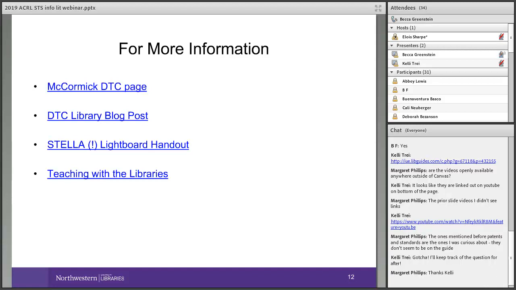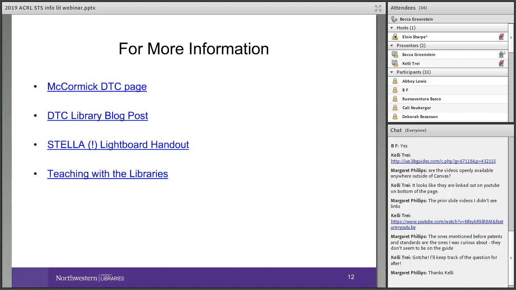The third link is if you'd like more information about the Lightboard. This was the tool that I used to make the patents and standards videos. I did a presentation about the Lightboard at STELLA, which is an excellent conference, which you all should go to. That was just a lightning talk, so I created a handout with information about the Lightboard. So that's there. And then the last link is to our Teaching with the Libraries site. So this is a new website that we have about basically requesting instruction, hoping that faculty and students see the value of library instruction so that they invite us back.